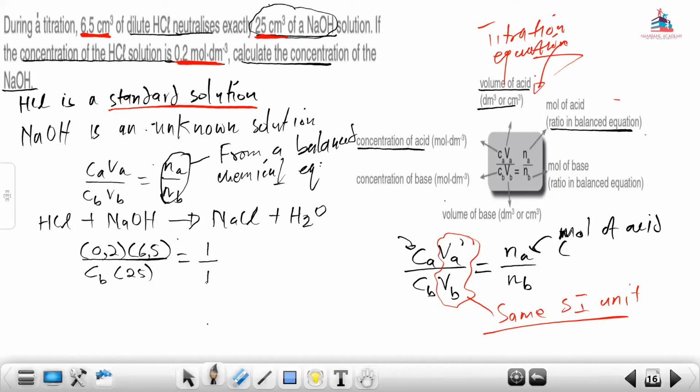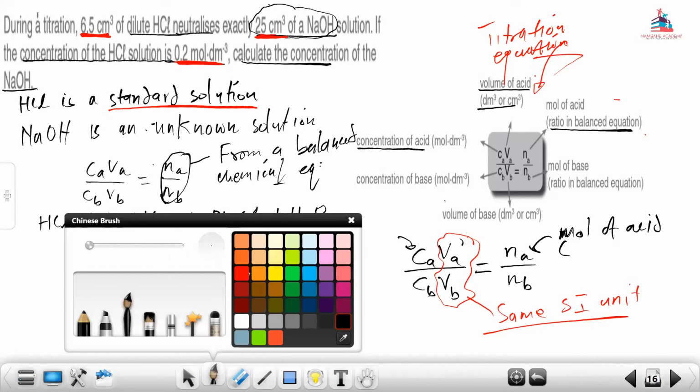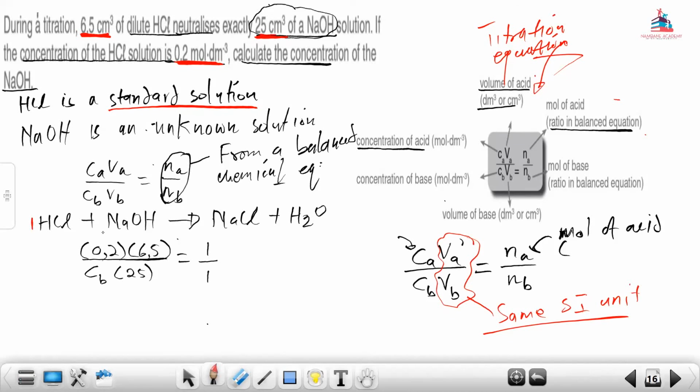1 over 1. Where do we get 1 over 1? It's the molar ratio from the balanced chemical equation, comparing the two that we have. So this basically builds from the stoichiometric calculations that we did a couple of times ago. So basically, this is now the approach.